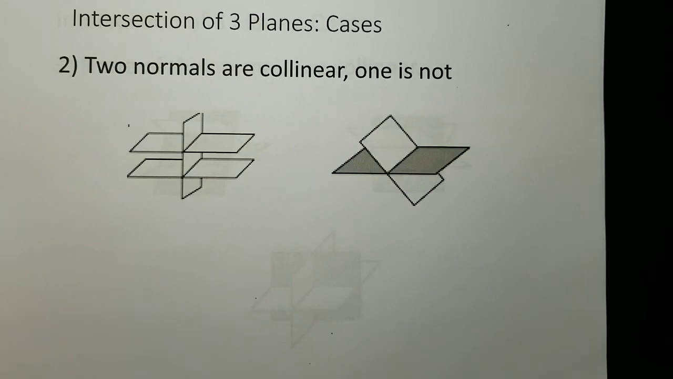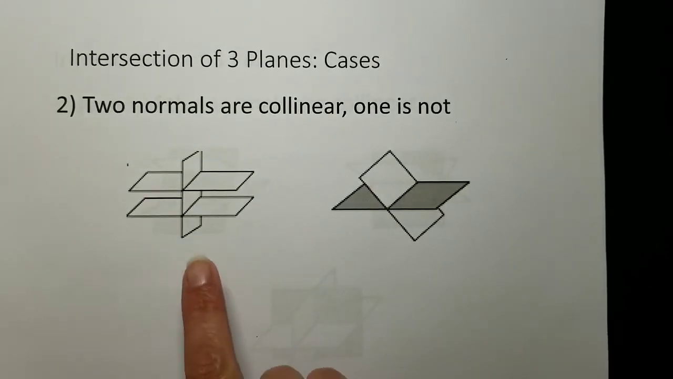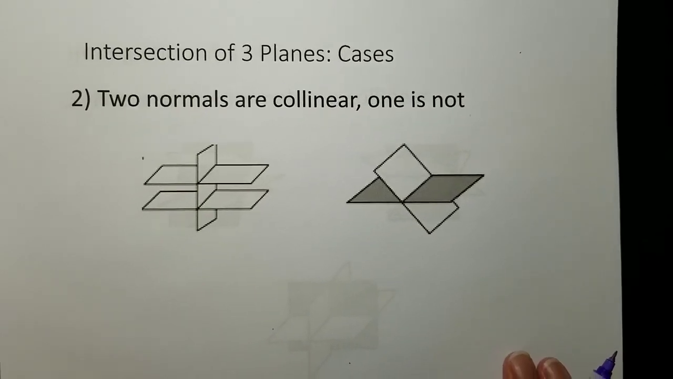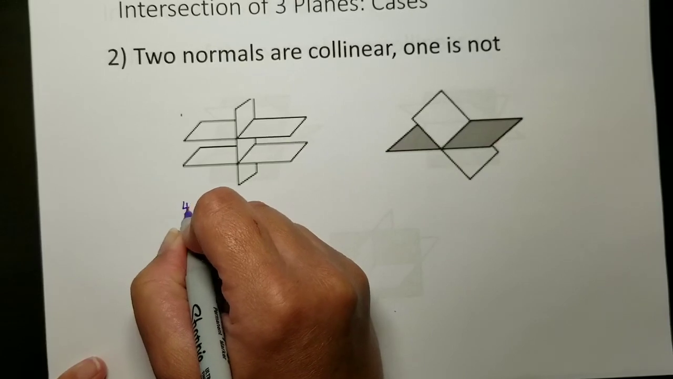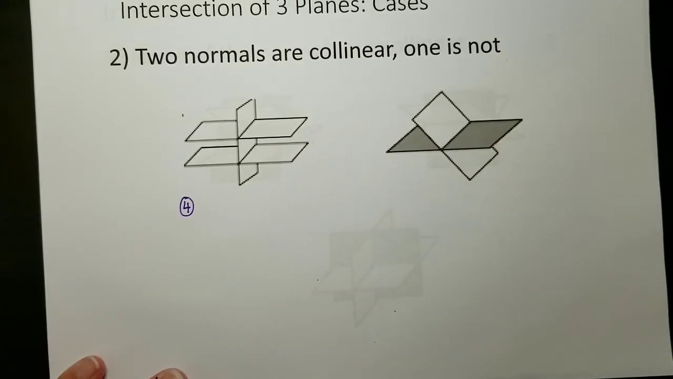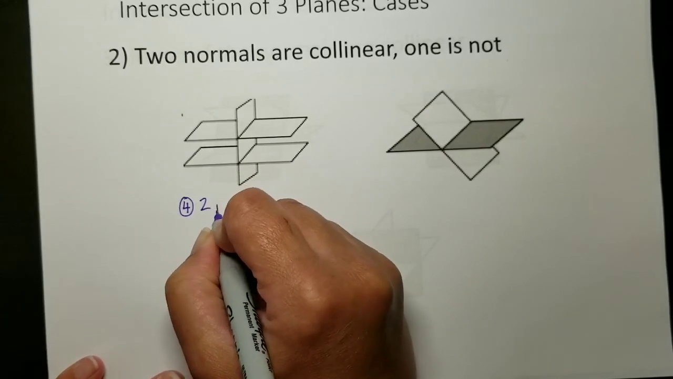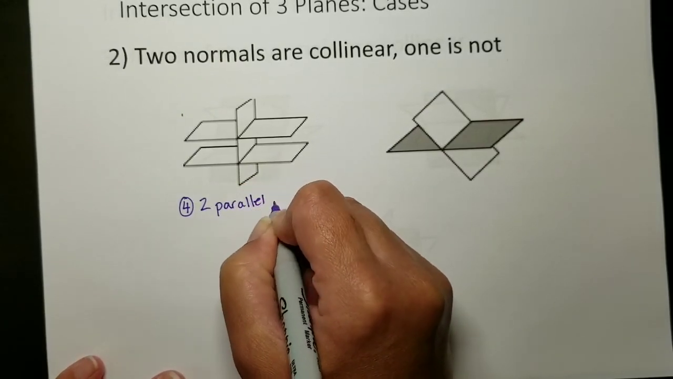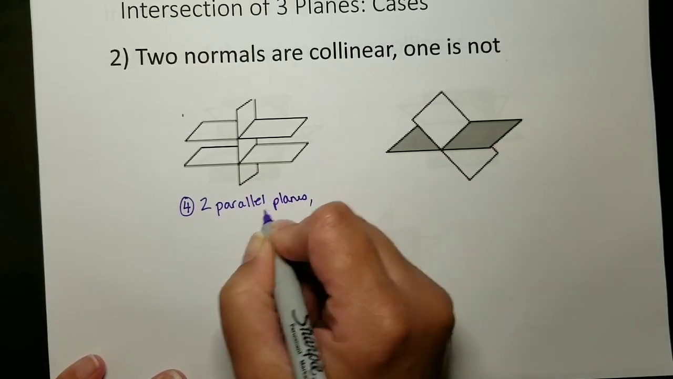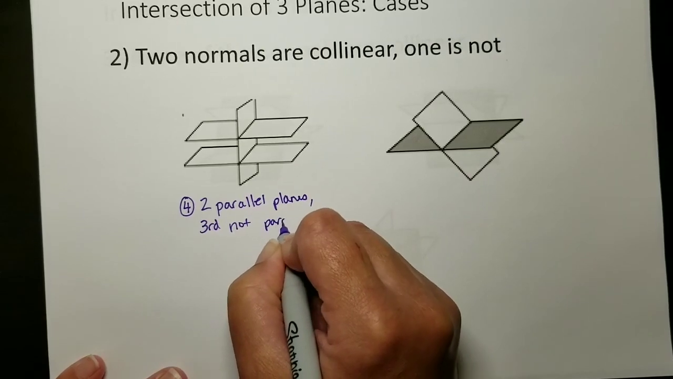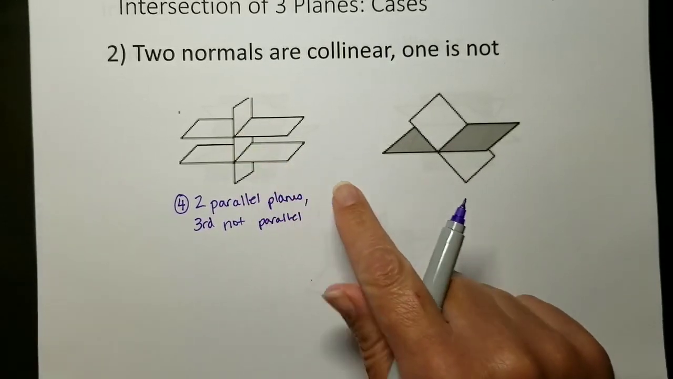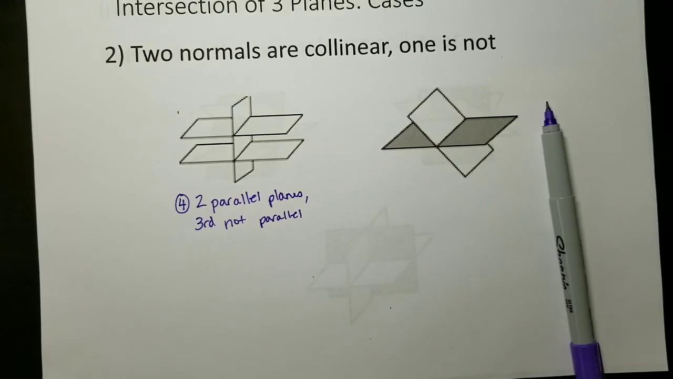The next type, which we're going to call case 4 and case 5, are where two normals are collinear and one is not. So here, the first one in this group would be case number 4 out of 8. That would be two parallel planes, third plane not parallel. And as you can see, there's going to be no solutions here.